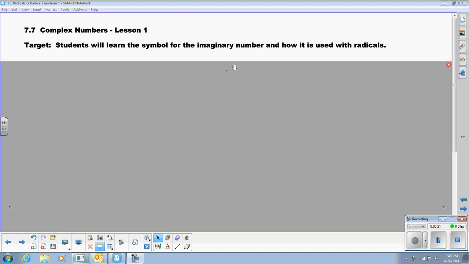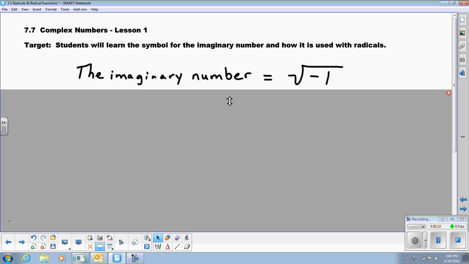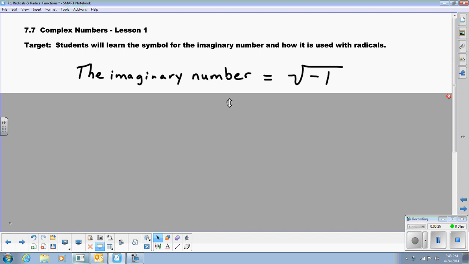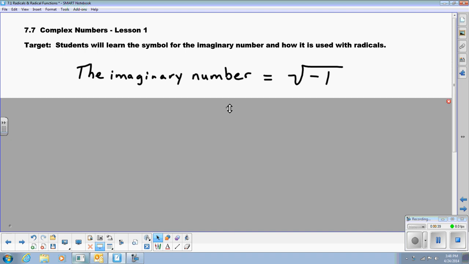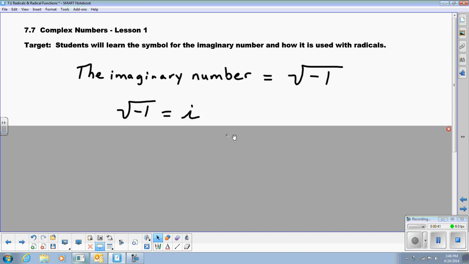Well, what was it again? The imaginary number is the square root of -1. As we talked about with square roots, when there's a negative underneath there, we can't actually do its square root. So mathematicians have termed this the imaginary number. We do have a symbol for it. The square root of -1 is called i. It's a cursive i, and it means the imaginary number.